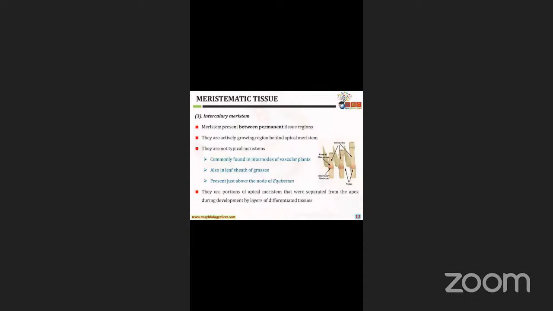Apical cell theory. Second one is histogen theory.